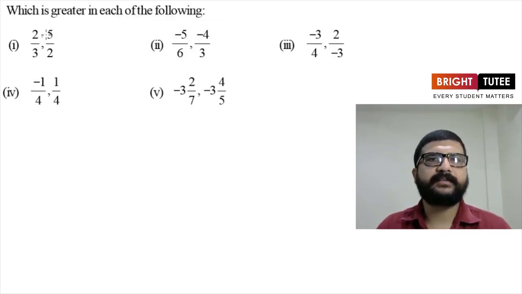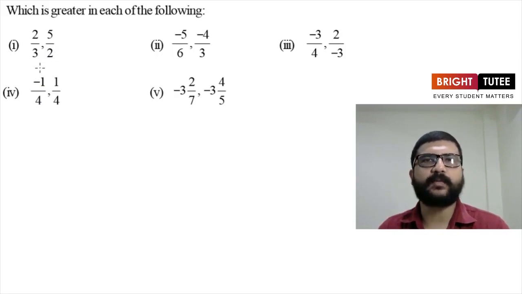Now the next question is, which is greater in each of the following? The first number is 2 upon 3 and then 5 upon 2. We have to tell which one is greater. Here, as we can see, denominators are not the same. So let's make their denominators the same and then we will compare them.